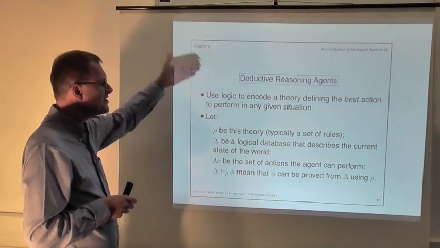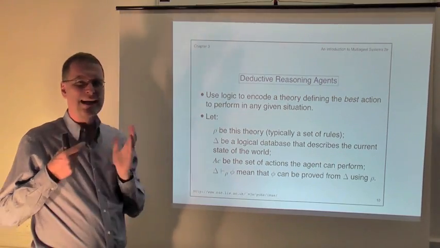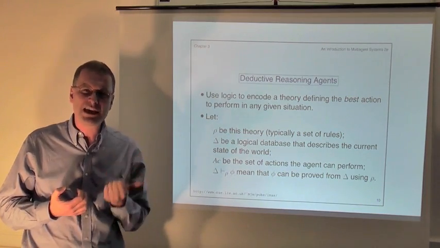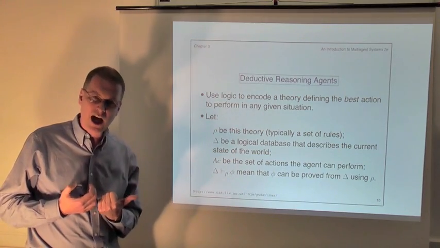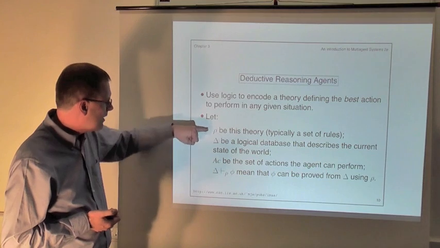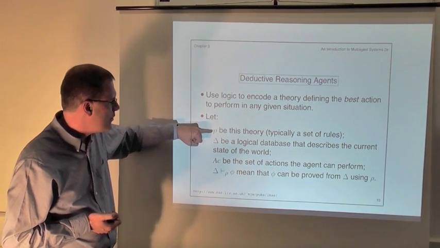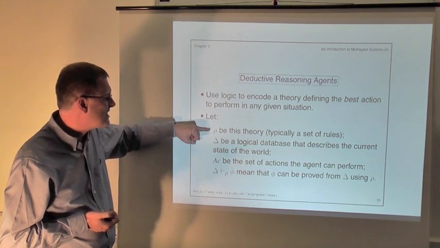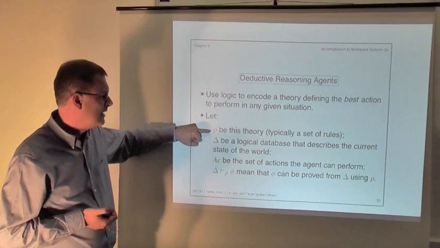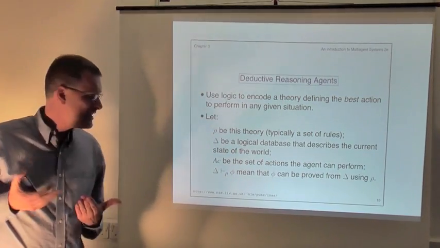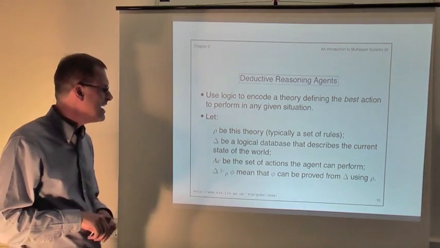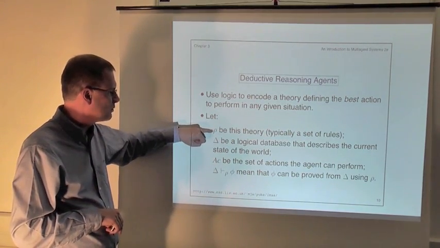So in this deductive reasoning approach, when we write a program for an agent, the main thing that we're going to write is a logical theory, a logical theory which encodes the optimal action to perform in any given situation. And we're going to use this Greek letter rho, which looks a bit like a P, to stand for this theory. So this is our logical theory of the optimal action to perform. And as we'll see in later videos, this logical theory is usually a set of rules. We very often encode that theory as a set of logical rules.